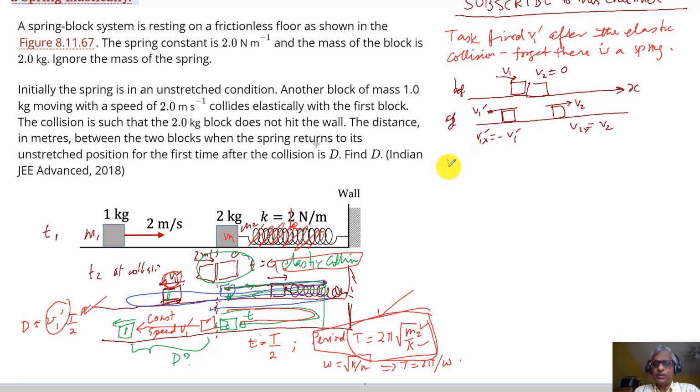So two things. One is momentum conservation. Momentum gives me, adding momentum, this guy is minus m1 v1 prime plus m2 v2 prime, these are primes, equals m1 v1.